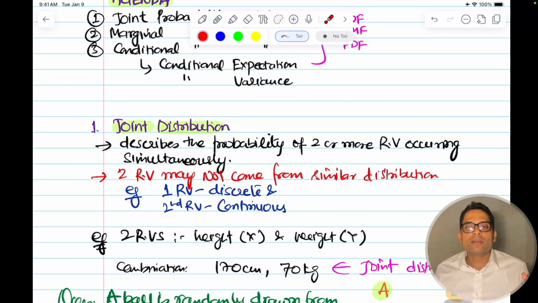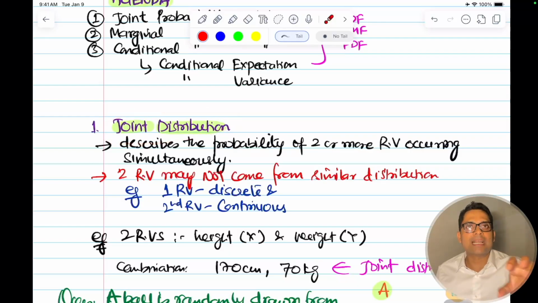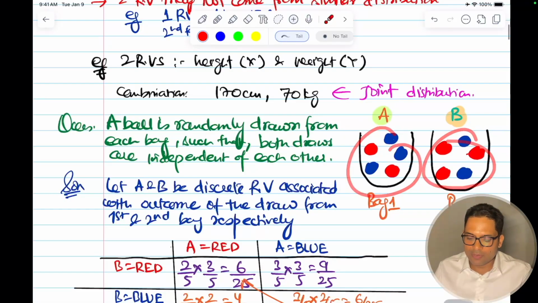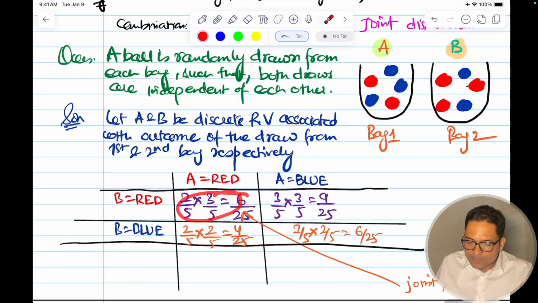It describes the probability of two or more random variables occurring simultaneously or together. When you want to capture how two random variables function, or what the output will be when they both occur together, that's our joint distribution. Then we understood it using a running example, where we had two bags, the first with 2 red balls and 3 red balls, and the second with 2 blue balls and 3 red balls. And then we captured the joint probability distribution for each combination.